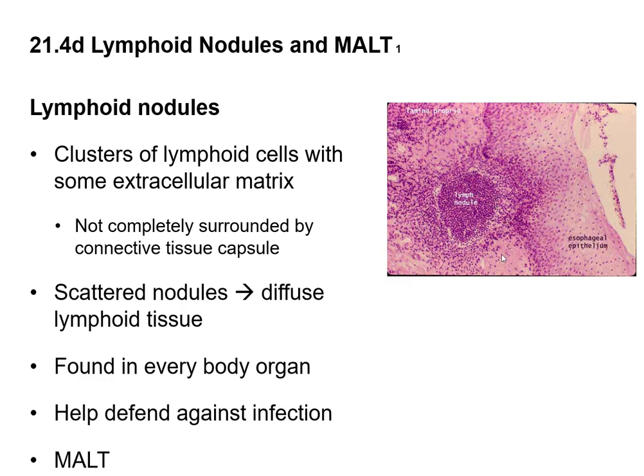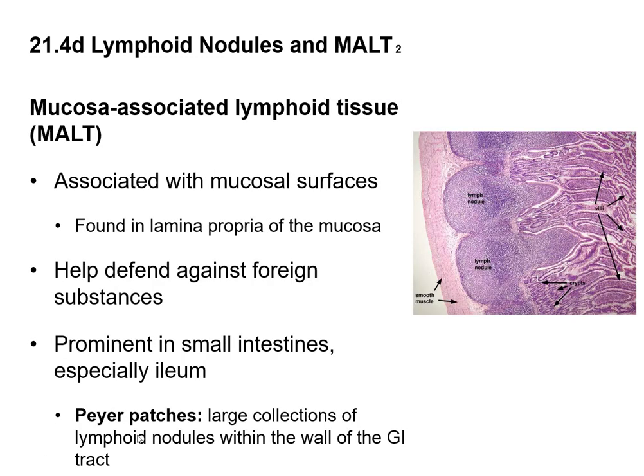Typically, you'll find them associated with the mucosal layer of an organ. In that case, you call them mucosa-associated lymphatic or lymphoid tissue, right? Mucosa-associated lymphoid tissue. So you find this associated with the mucosa. Mucosa includes our epithelium, right? And so if you think about this, the mucosa is going to be near the region where our tissue is open or in contact with the external environment, right?